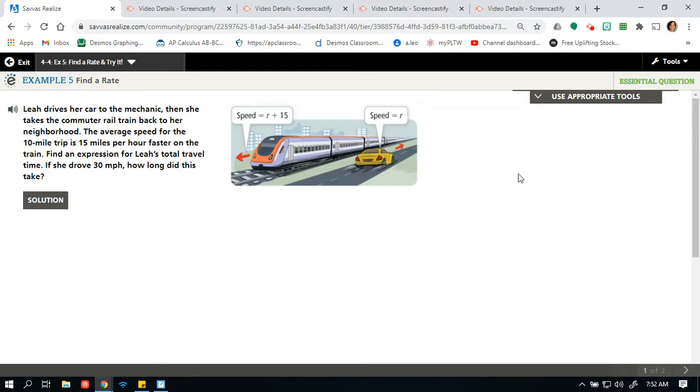So Leah drives her car to the mechanic. Then she takes a commuter rail back to her neighborhood. The average speed for the 10-mile trip is 15 miles per hour faster on the train. Find an expression for Leah's total travel time. If she drove 30 miles per hour, how long did this take?